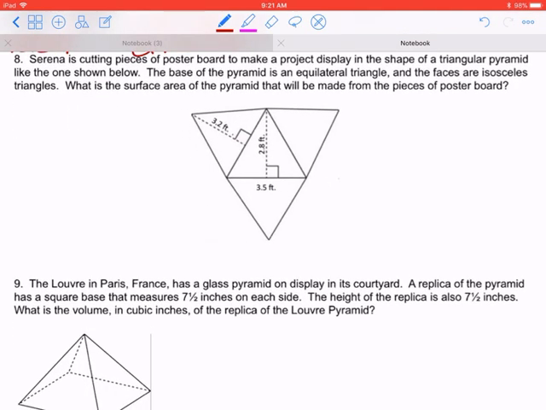Question number 8. Serena is cutting pieces of poster board to make a project display in the shape of a triangular pyramid, like the one shown below. The base of the pyramid is an equilateral triangle, and the faces are isosceles triangles. What is the surface area of the pyramid that will be made from the pieces of poster board? Since this question did not say lateral surface area, we'll assume it's asking for total surface area, and we will add up all 4 triangles.